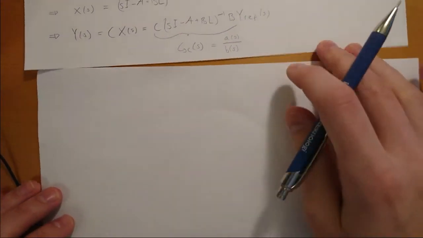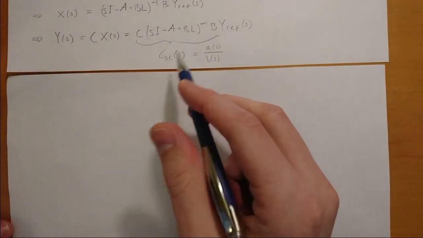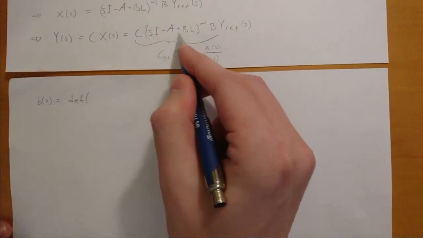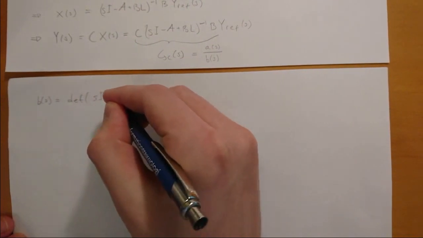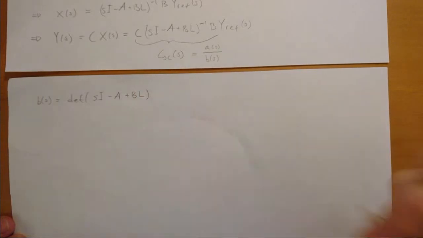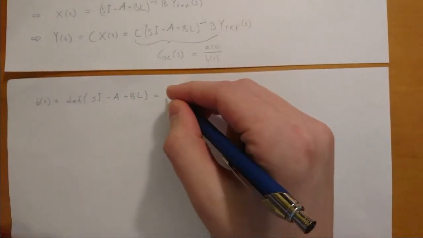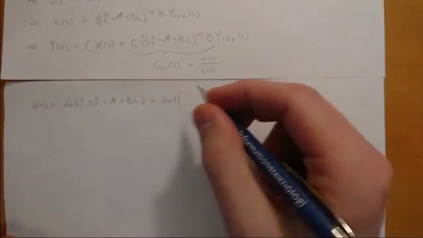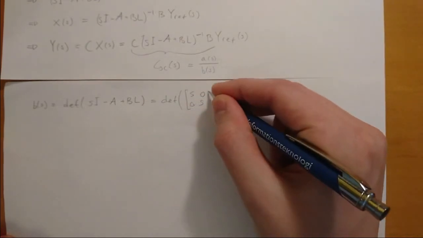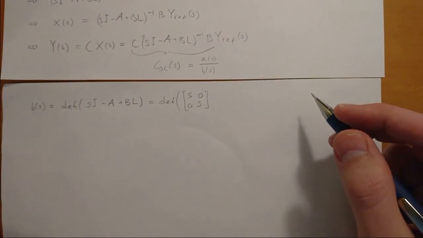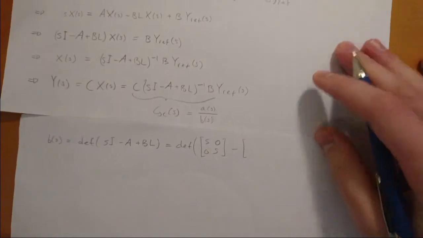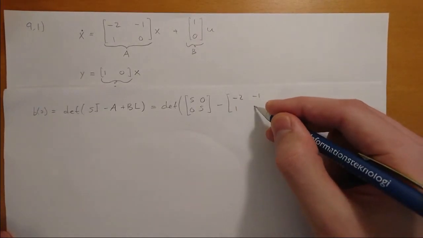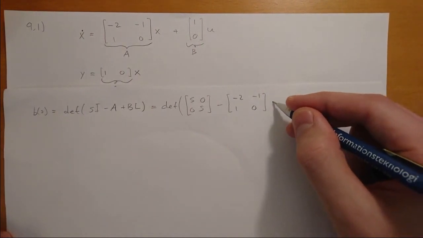So since we have an inverse here, B of s will just be given by the determinant of this matrix that we invert. So it's the determinant of sI minus A plus BL. Alright, so let's calculate that one. So this is the determinant of what? So let's write this out explicitly. So the first one is just s, 0, 0, s times the unit matrix, and then it's minus A, and A was equal to what? A was equal to minus 2, minus 1, 1, 0. And then we have plus BL.